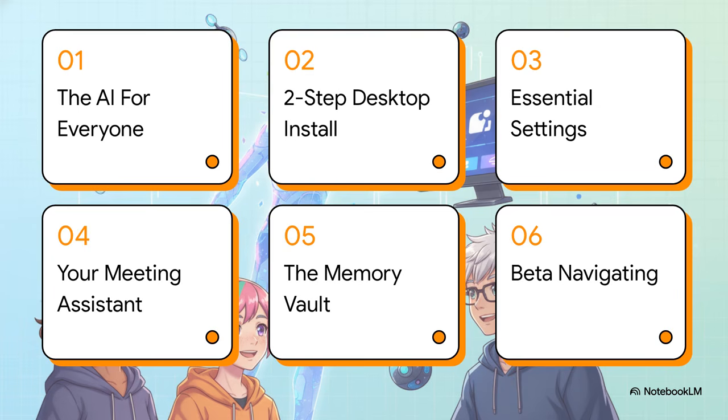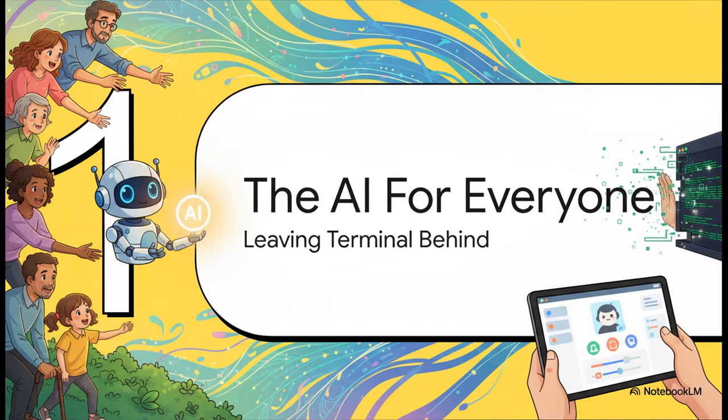Okay, so let's quickly hit the roadmap for today's step-by-step onboarding tutorial. We are going to cover 1. The AI for everyone. 2. The two-step desktop install. 3. Essential permissions and settings. 4. Meet your meeting assistant. 5. The unforgettable memory vault. And 6. Ready for your superintelligence? Starting right off with Section 1, the AI for everyone, leaving the terminal behind.